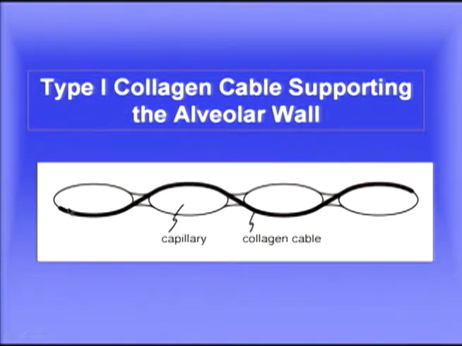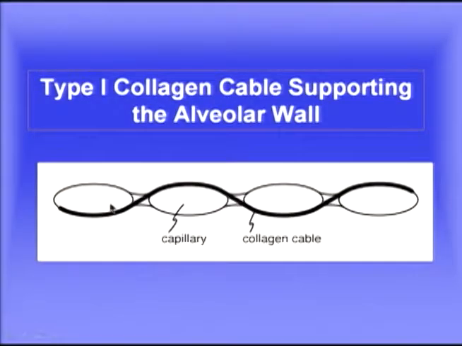slide here, which snakes its way along the alveolar wall, crossing from one side of a capillary to the other, a type 1 collagen cable. And apparently this cable is essential in preserving the integrity of the alveolar wall and presumably the capillaries themselves. So this is an important feature, and this is on the thick side of the blood gas barrier.